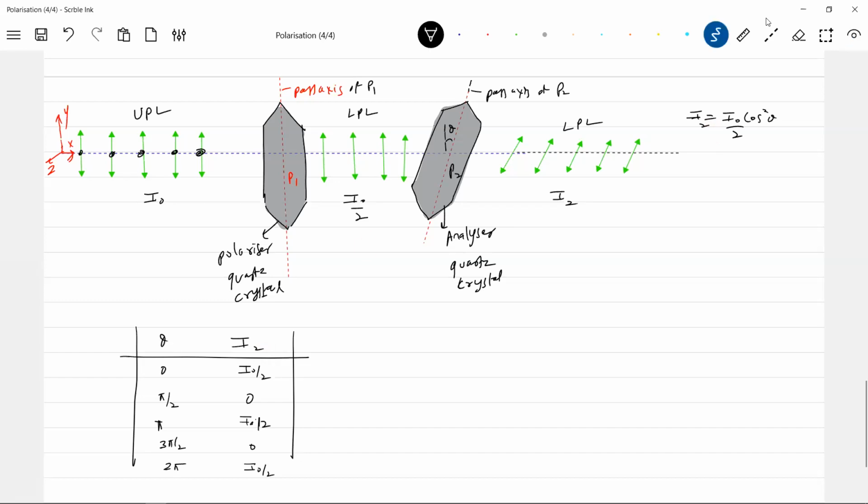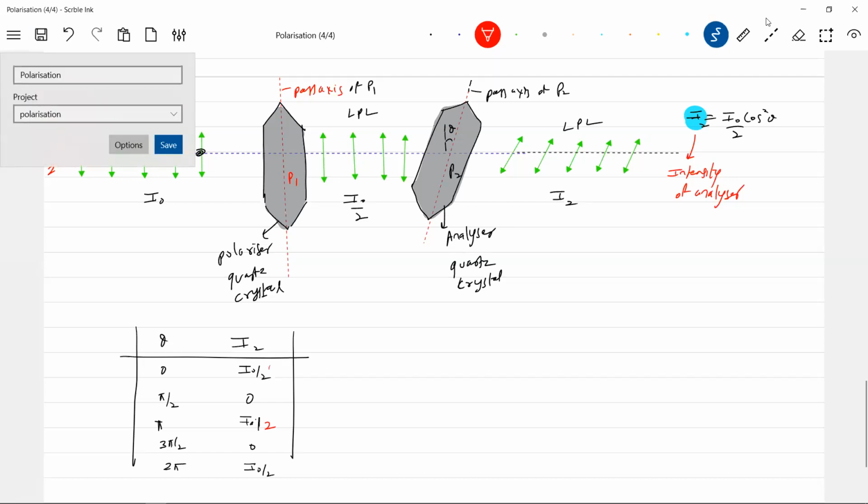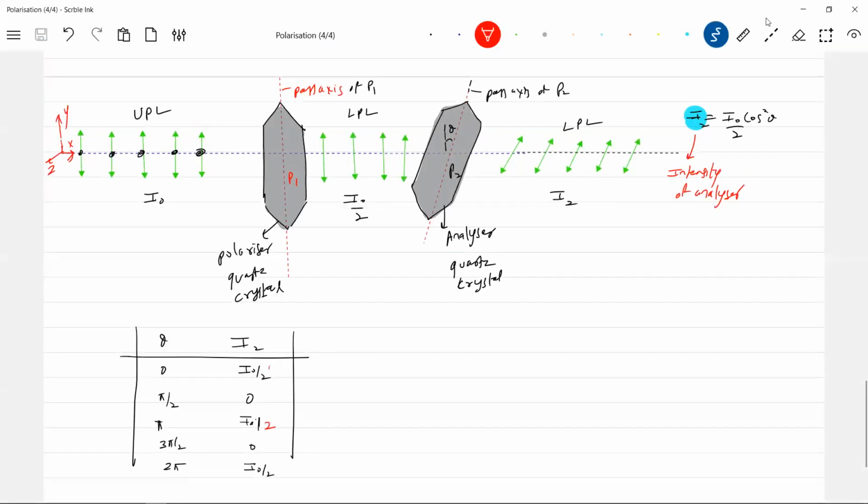What is I naught by 2? It is the intensity of the light incident on the analyzer. The person will see clearly no light, complete darkness, for theta 90. So like this, the intensity will vary harmonically. You can say yes, the light is analyzed here. Now, what does polarization support, wave nature or particle nature? The wave nature, showing the E bar and B bar. Basically, it supports the wave nature of light.